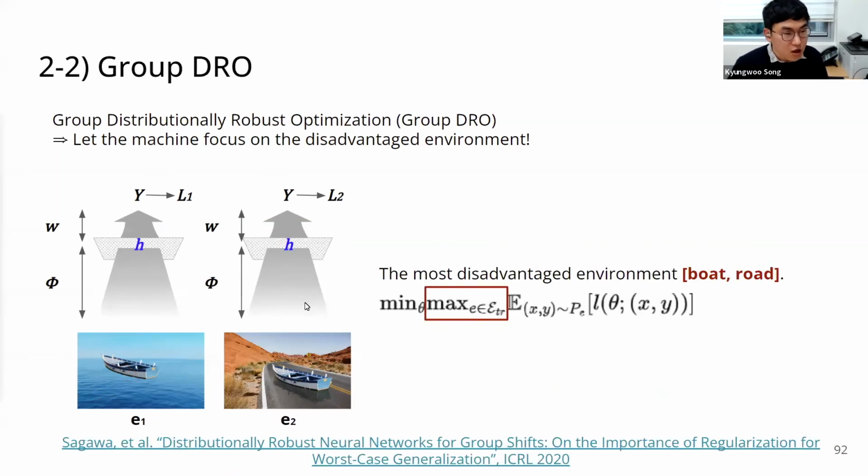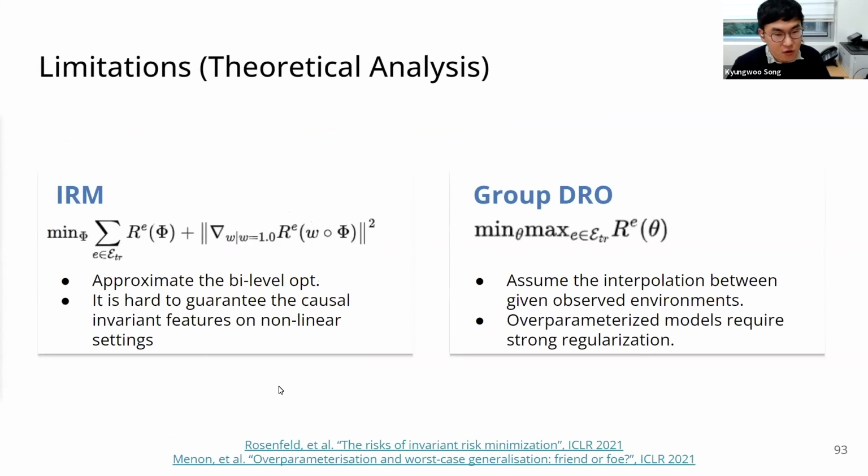In short, training the disadvantaged environment mostly is helpful for invariant representation learning. We can formulate the idea as follows. Until now, we introduced IRM and group DRO. The major concept of IRM and group DRO is reasonable. IRM encourages that all environments share the same optimal classifier. Group DRO attends to the disadvantaged environment.